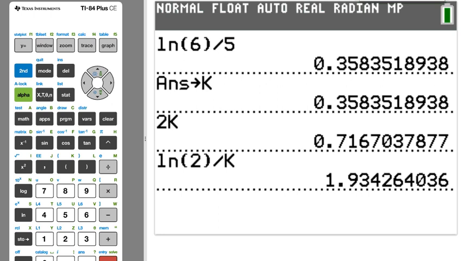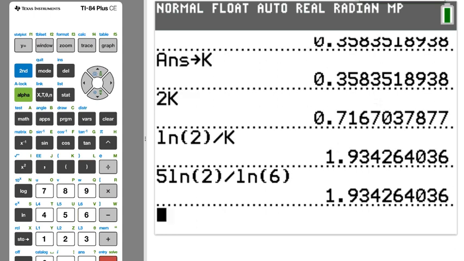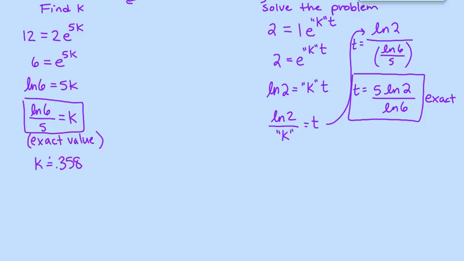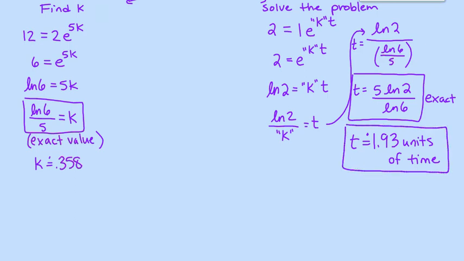If you didn't store the number, then you can just type in our exact answer, which was 5 times natural log of 2 divided by natural log of 6. Either way, you get the same thing. 1.93 units of time. Okay, T is approximately 1.93 units of time for the bacteria population to double. Whether it's going from 1 million to 2 million, 12 million to 24 million, whatever it is, it's going to take the same amount of time to double with these growth constraints.